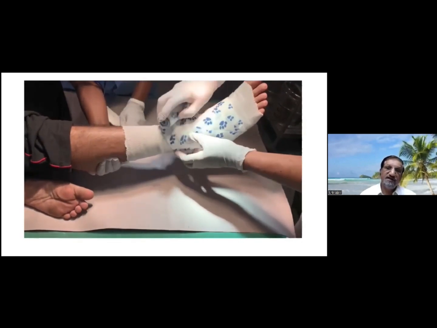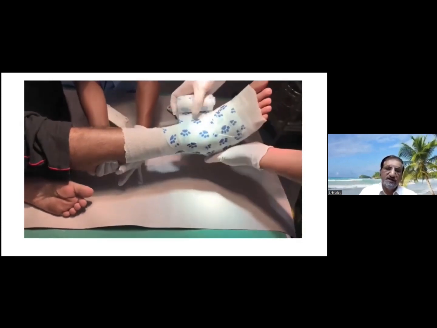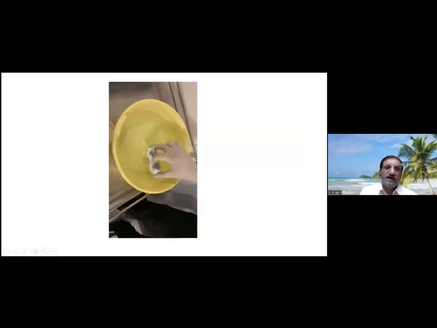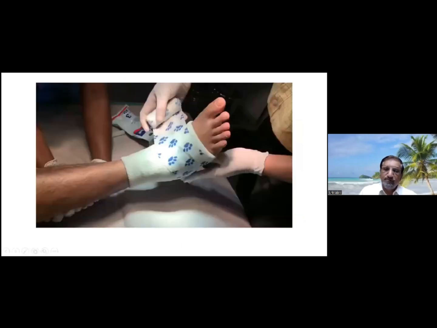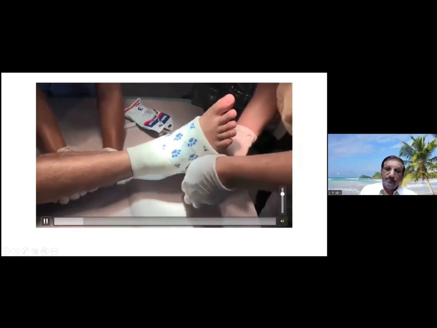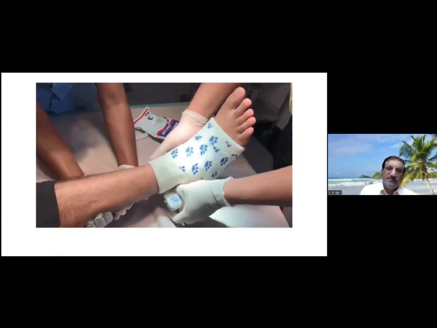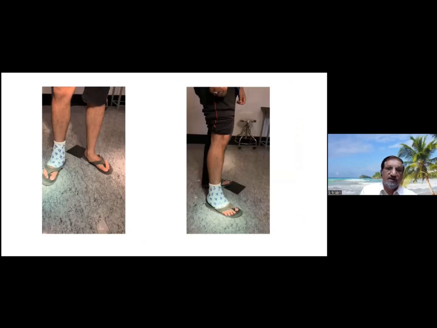On the lateral side, we are going to apply a single cast layer, extending like that. After we have done this, we are again going to use the plaster cast as the second layer on top of this. Once this is applied, you can see that the patient has prevention of inversion and eversion, but at the same time he's able to plantar flex and dorsiflex.